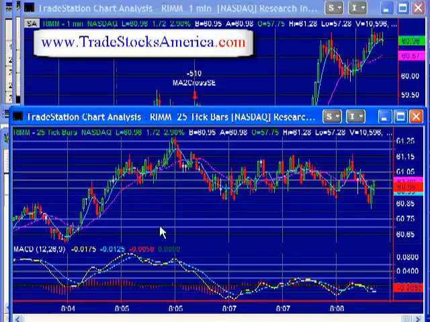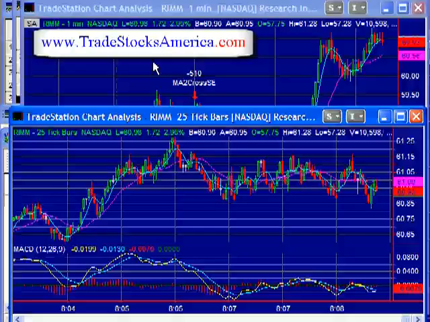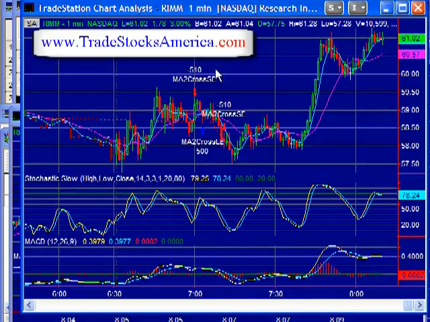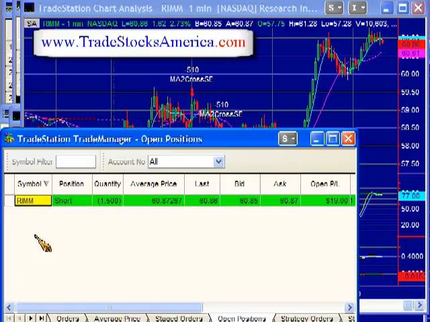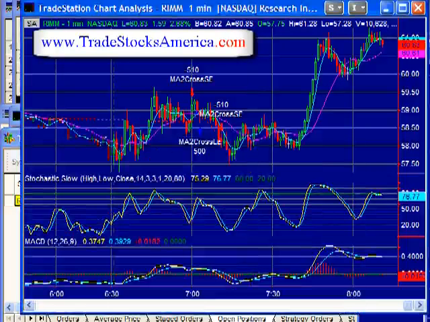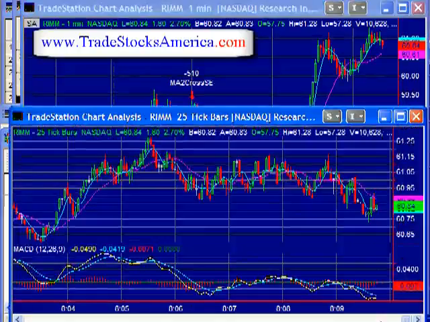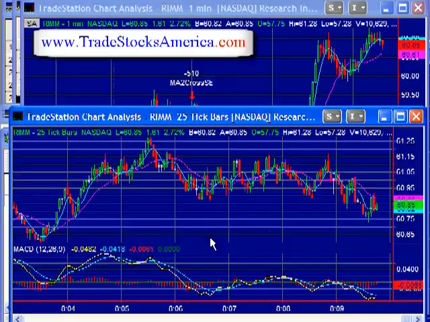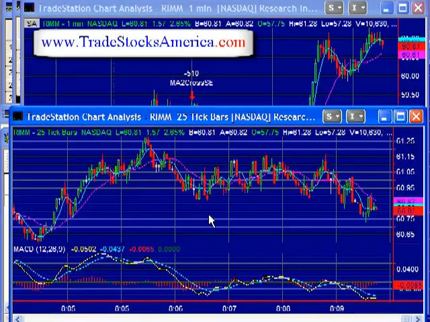So I'm looking at two different charts, 25 ticks right here, and the other one on this is a 1 minute chart. And over here we can see I'm short 1,500 shares. Average price is 60.87. The current profit and loss is about $183. Okay, it's run back up. I don't really look at that too closely until I close the order. I only look at what the stock's doing, and that's what I like to try to teach you guys.